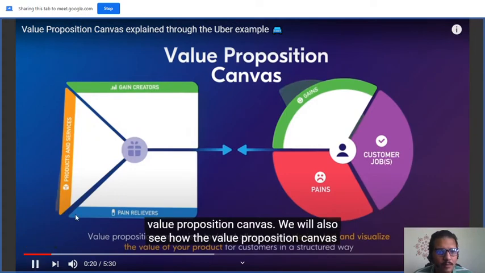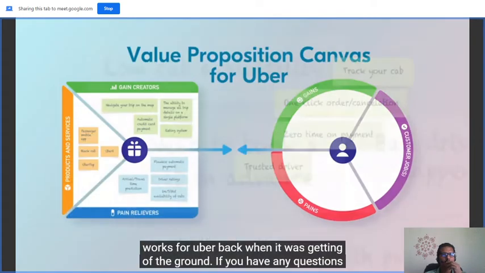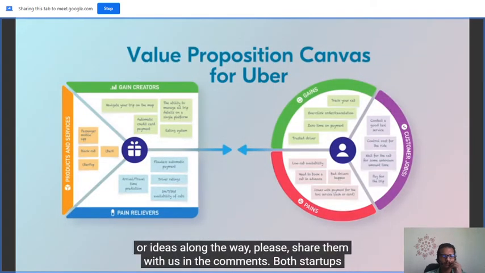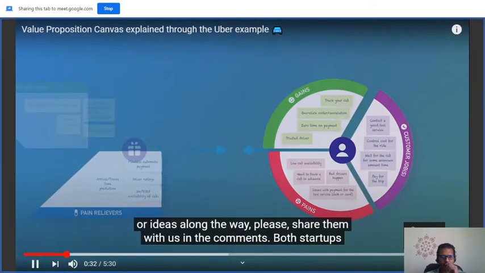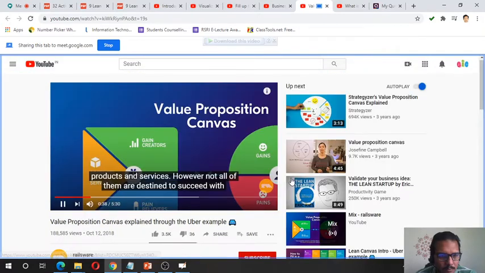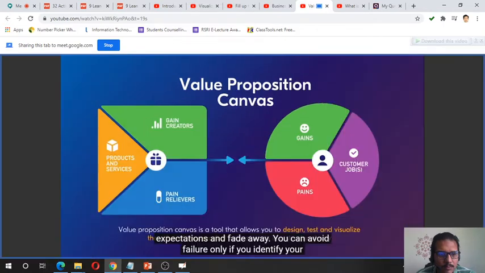Canvas works for Uber, back when it was getting off the ground. If you have any questions or ideas along the way, please share them with us in the comments. Both startups and existing businesses fight for their place in the market by introducing their products and services. However, not all of them are destined to succeed with customers. More than half of new propositions fail to meet customers' expectations and fade away. You can avoid failure only if you identify your customers' problems and give them the design.